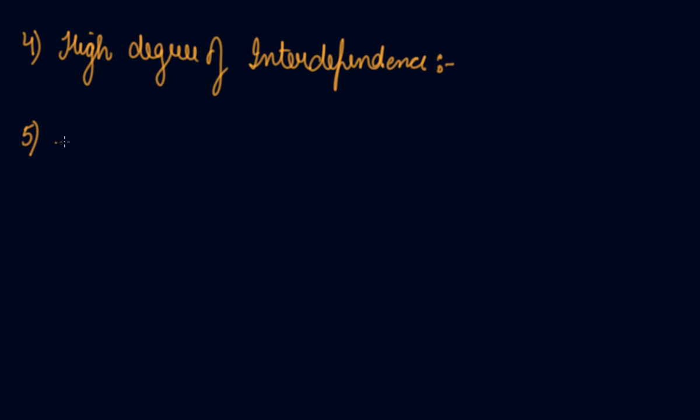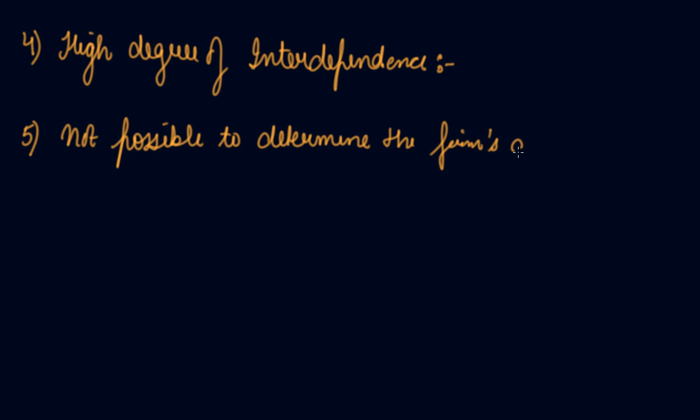The fifth we have is that it is not possible to determine the demand curve. See, it is not possible to determine a firm's demand curve under oligopoly, because it is not possible to predict the change in the price. When a firm lowers its price, demand for its product may not increase, because the rival firms may also lower the price.